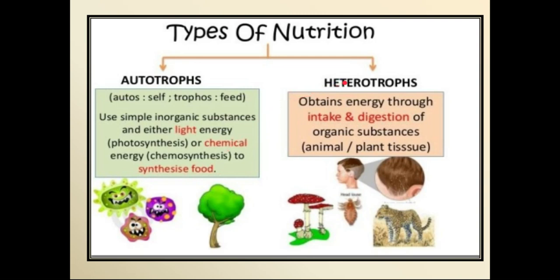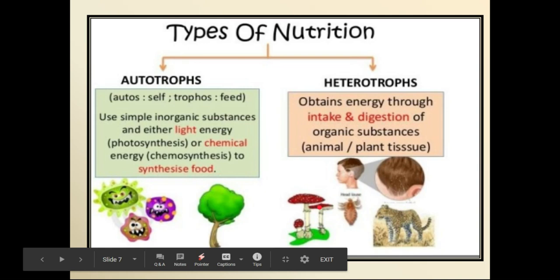Now comes the another type of nutrition, that is heterotrophs. When an organism obtains energy through intake and digestion of organic substances like animal or plant tissue, this type of mode of nutrition is referred to as heterotrophic mode of nutrition. Examples are fungus, mushroom, human, ticks or lice, leopard, etc.